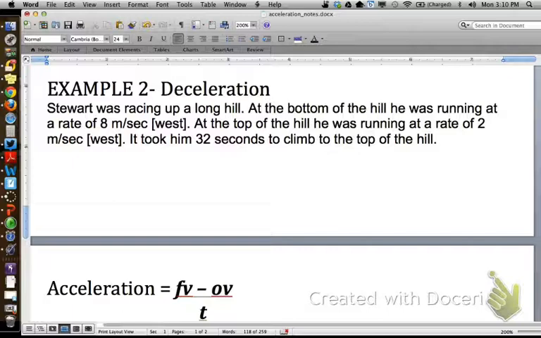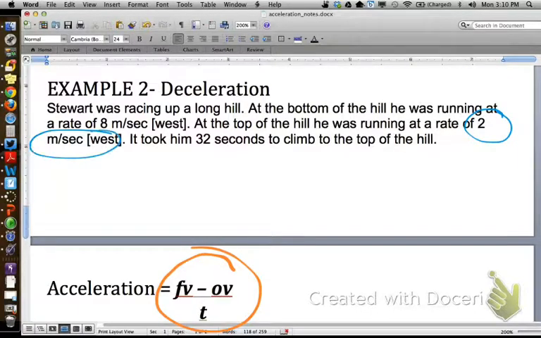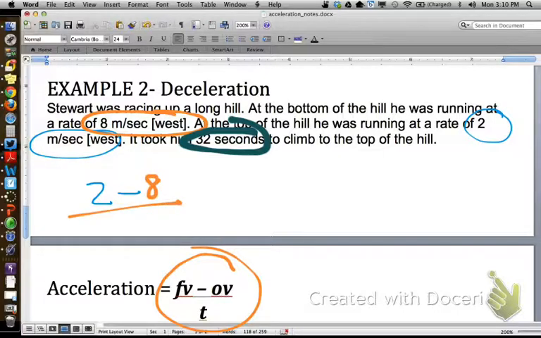So I remember my formula as I see down here, final velocity minus original over time. My final velocity, I ended up at 2 meters per second west. My original was 8 meters per second west, and the time it took me to climb the hill was 32 seconds. So I'm going to put those into my formula. 2 minus 8 divided by 32 seconds. Okay, so I get that, and I end up with 2 minus 8. That's going to be a negative 6, so that tells me deceleration.